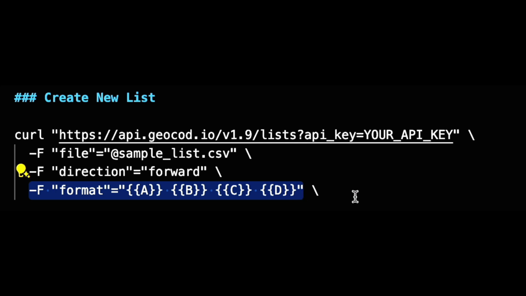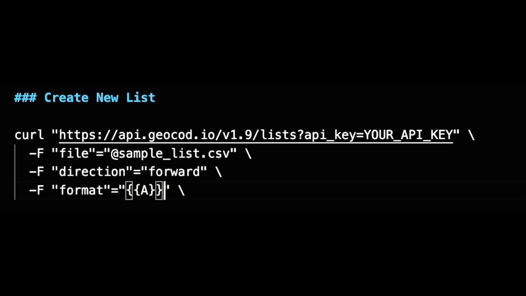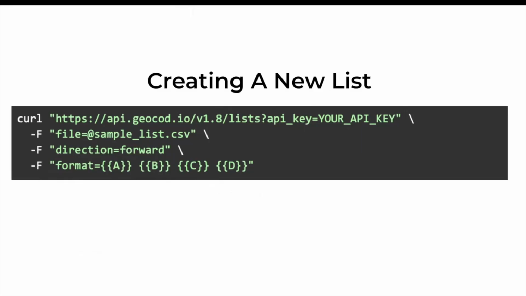The format parameter uses a simple template system. If your full address is in column A, use double curly brackets A. If the street is in column A and zip is in column D, use double curly brackets A, double curly brackets D. You can even add static text like double curly brackets A, Washington, D.C. if all your addresses are in the same city. In this example, we have the street data in column A, the city in column B, the state in column C, and the zip code in column D, thus A, B, C, D.